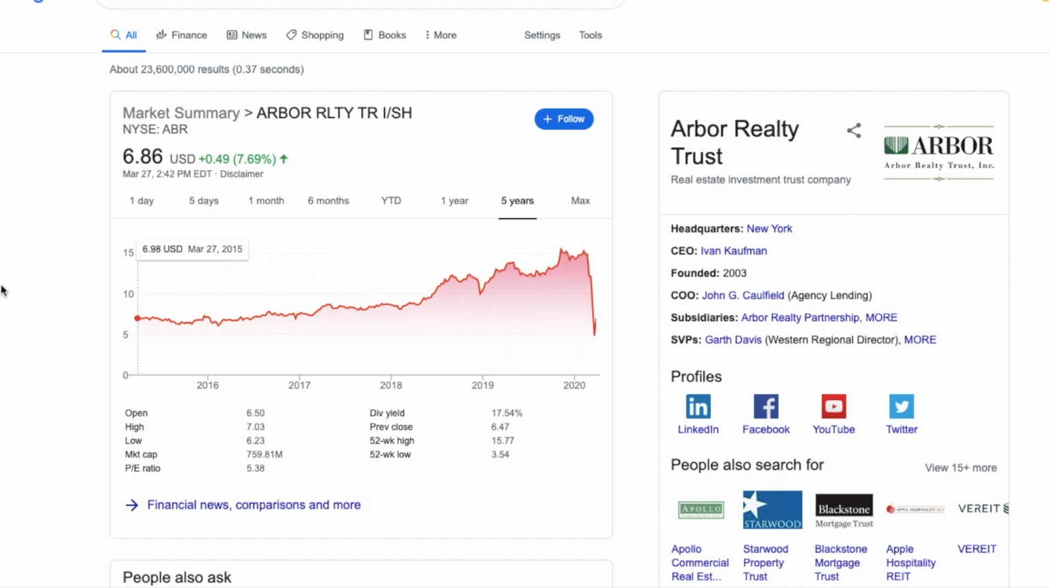So you might actually want to look into this stock. I can't recommend one way or the other, but it does look like it could potentially be a good buy.